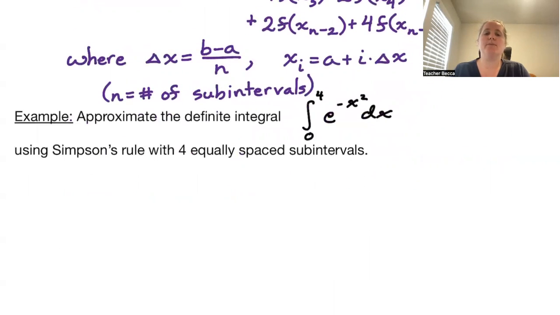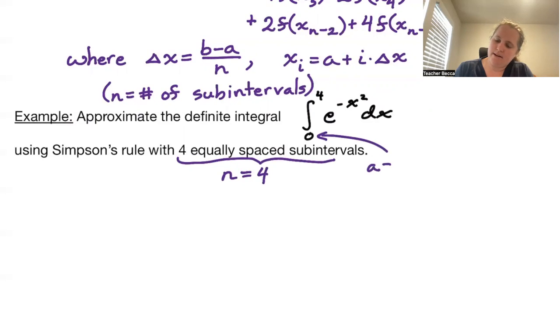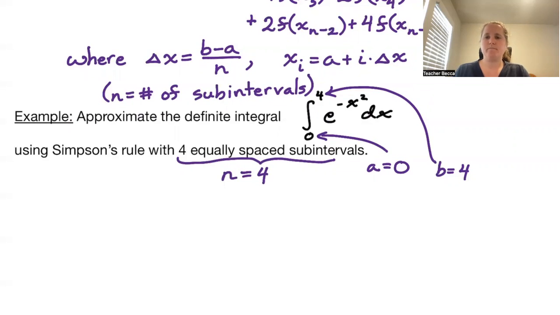So our job is to approximate the definite integral from 0 to 4 of e to the negative x squared dx using Simpson's rule with 4 equally spaced subintervals. So 4 equally spaced subintervals, that means our n is equal to 4. We have our a is 0, since the lower bound of our definite integral is 0. Our b is 4. Our f of x is e to the negative x squared. Let me update my screen quickly.